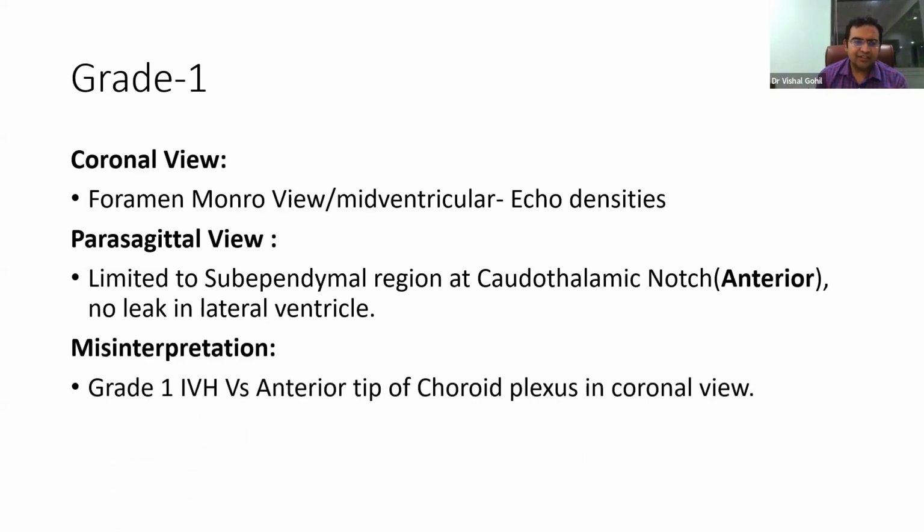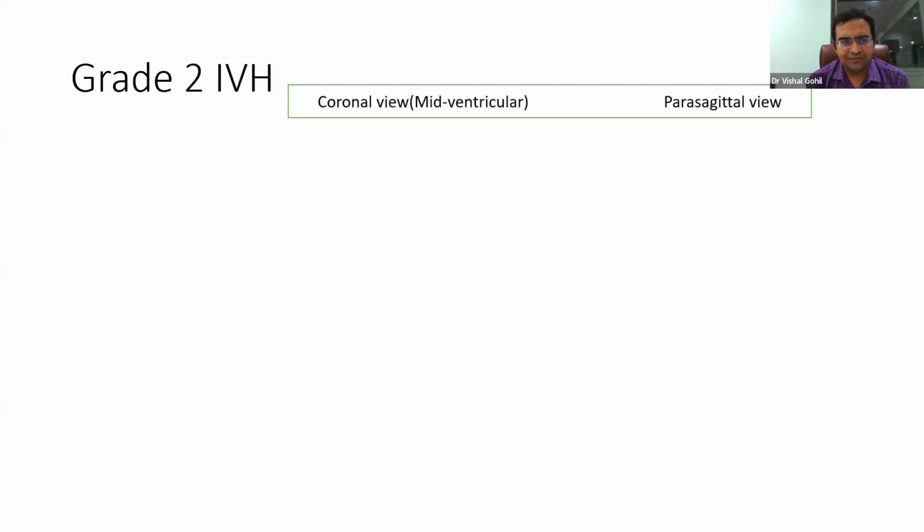in the lateral ventricle. And as we discussed, the misinterpretation would be grade 1 IVH versus the anterior tip of the choroid plexus in the coronal view. For that, we need to do the parasagittal view to see whether it is crossing the caudothalamic groove or not. Now, what about the grade 2 IVH?